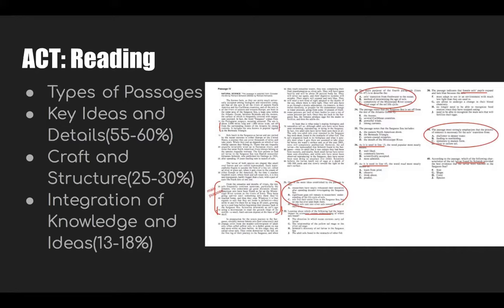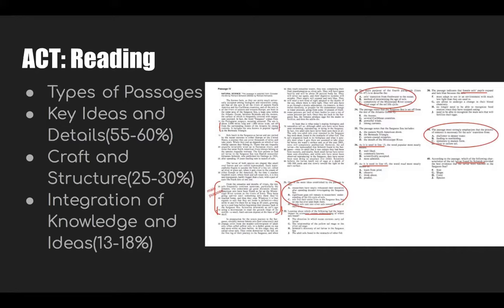There are no grammar questions or things like that in the English. So key ideas and details are around 55 to 60%. The craft and structure, so basically how it's structured and what the order is, that's around 25 to 30%. And then the knowledge, what you learn from it, is 13 to 18%.